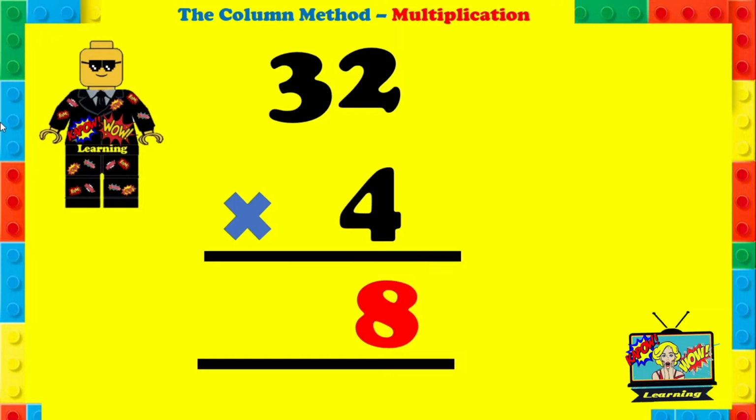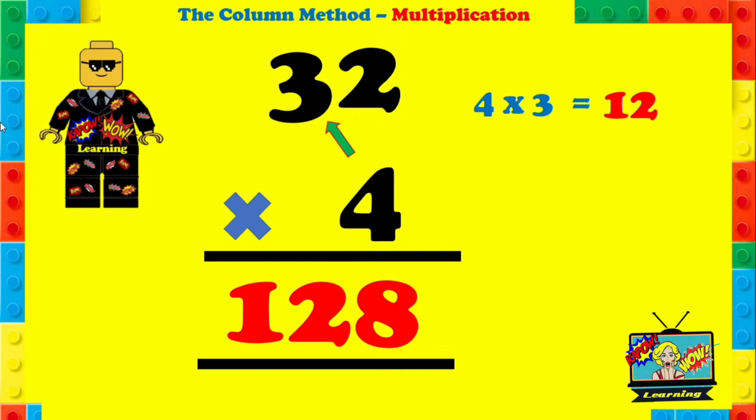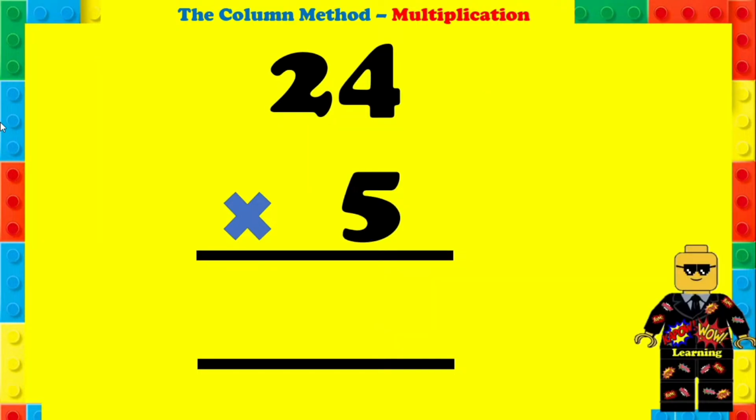What number do we multiply next? We multiply the 4 by the 3. So therefore, 4 multiplied by 3 equals 12. And we're going to put the whole of that number in. So 128 is the answer to 32 multiplied by 4.